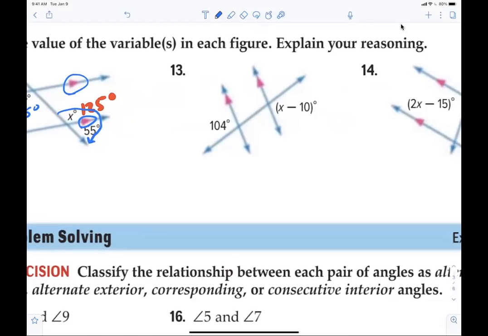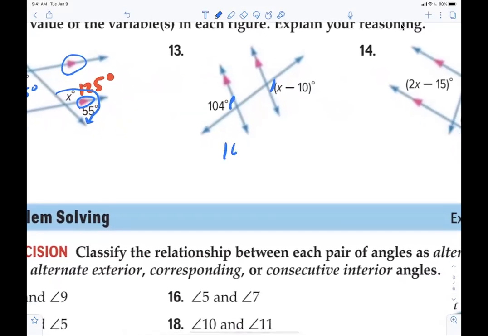Does everybody agree that these two angles are equal? Because they are alternate exterior angles. So now we just say 104 equals X minus 10. Do I care to solve that? No, I don't care. I want you to know the relationship.